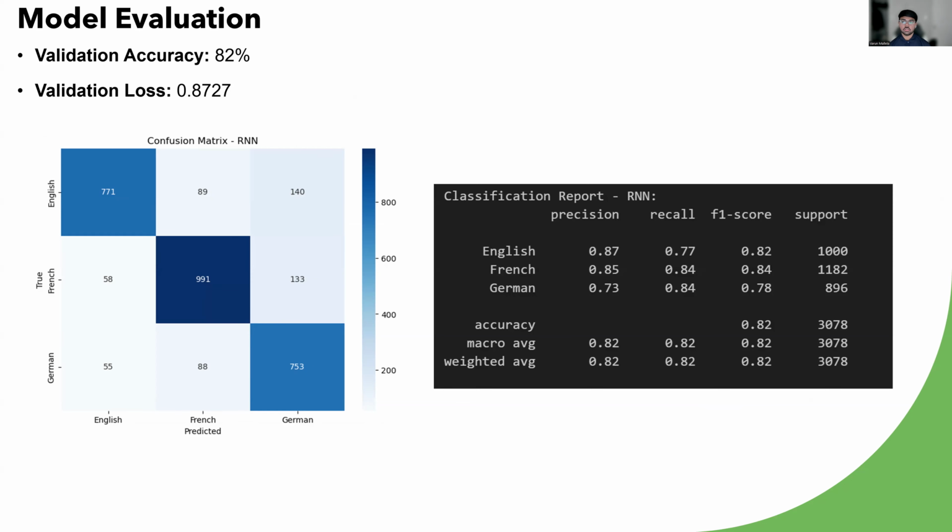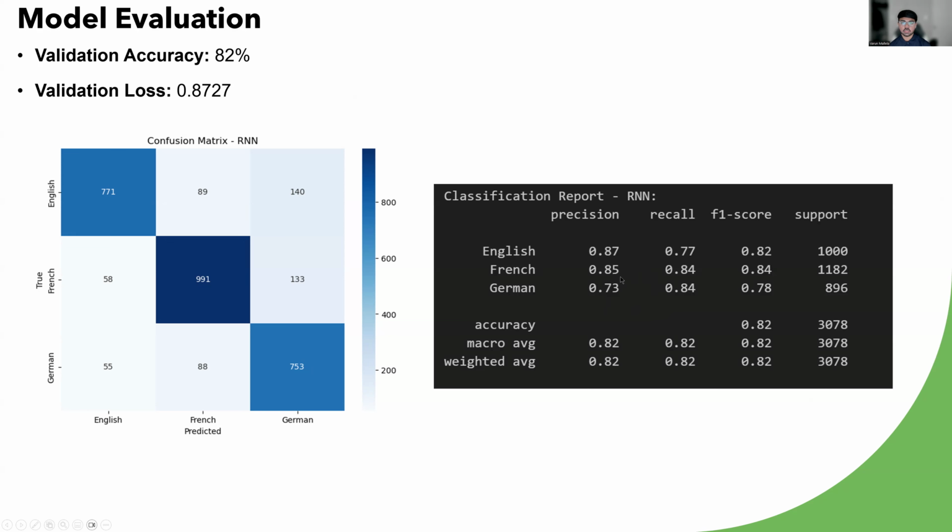Now, moving on to the evaluation of the model. As previously discussed, the validation accuracy of the model has come out to around 82%, and the validation loss was around 0.87. As we can see from the confusion matrix here and the classification report, the model yielded a very good result of around 82% for accuracy. And even when it comes to precision, recall and F1 score for the 3 different classes, the results were pretty consistent, with similar values for the various metrics.